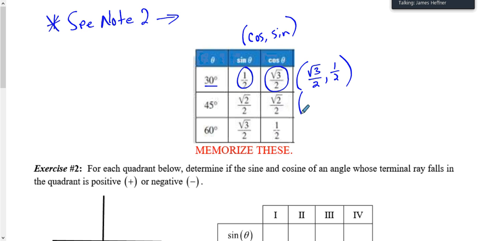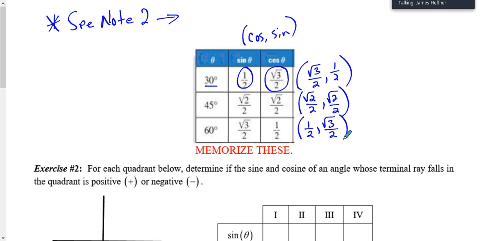What are the coordinates on the unit circle for the 45-degree angle? What comma what? It would be the square root of 2 divided by 2 and the square root of 2 divided by 2. Cosine, comma, sine. And what about the coordinates where the 60-degree angle hits the unit circle? It would be 1/2, comma, square root of 3 divided by 2. Okay? All right. So we'll see if this comes to you.